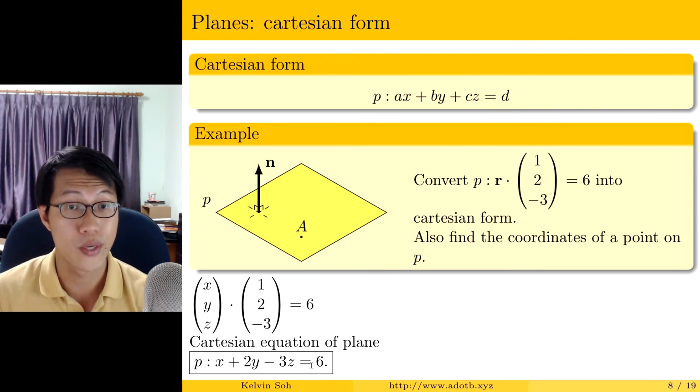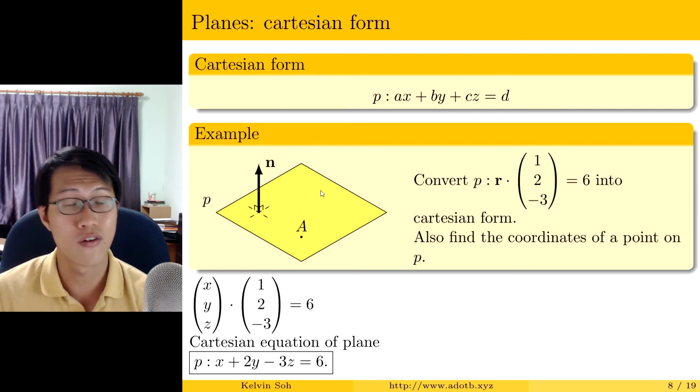The Cartesian equation will be very similar to our scalar product form, so to convert forward and backward is quite straightforward. The coefficients of x, y, and z, 1, 2, -3, correspond with the normal vector, and the constant 6 are both on the right hand side. The scalar product form as well as the Cartesian form is very useful because it allows us to visualize the normal vector. From these two forms, we can see that the normal vector is (1, 2, -3).